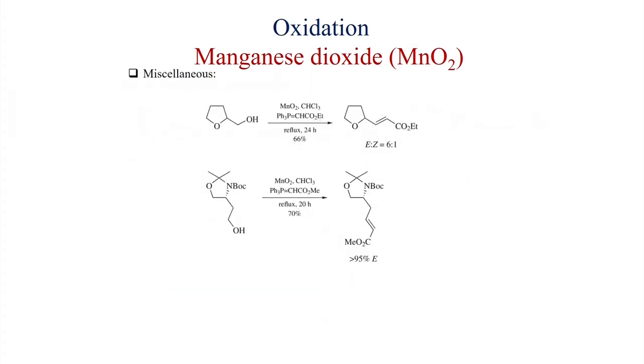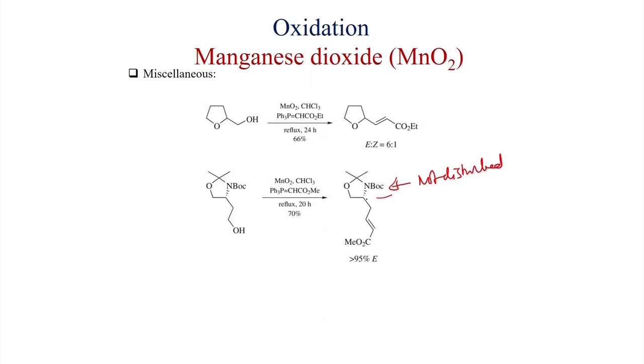Here is a miscellaneous example. This tetrahydrofuran primary alcohol is oxidized by manganese dioxide to the aldehyde and then treated with a Horner-Wittig reagent. This is a stabilized ylide, and you get the alpha beta unsaturated ester in 6:1 selectivity. Also, when an N-Boc derivative is oxidized with MnO2, the N-Boc group is not disturbed.